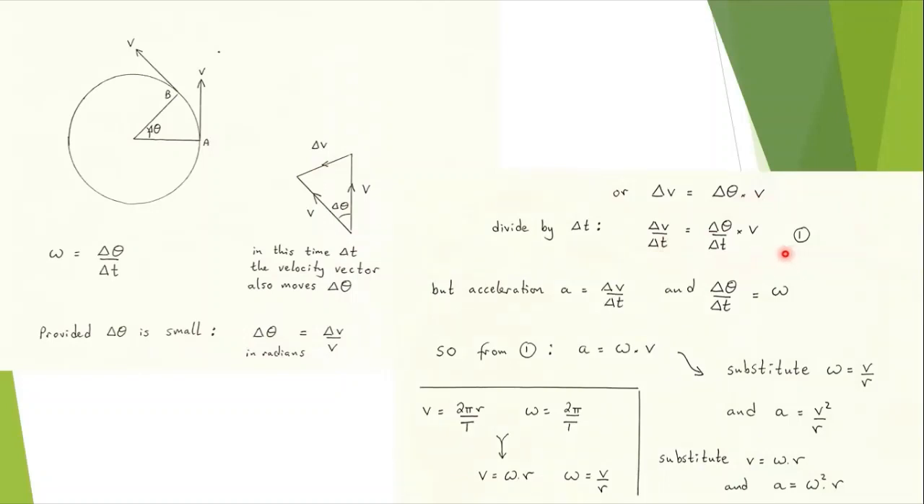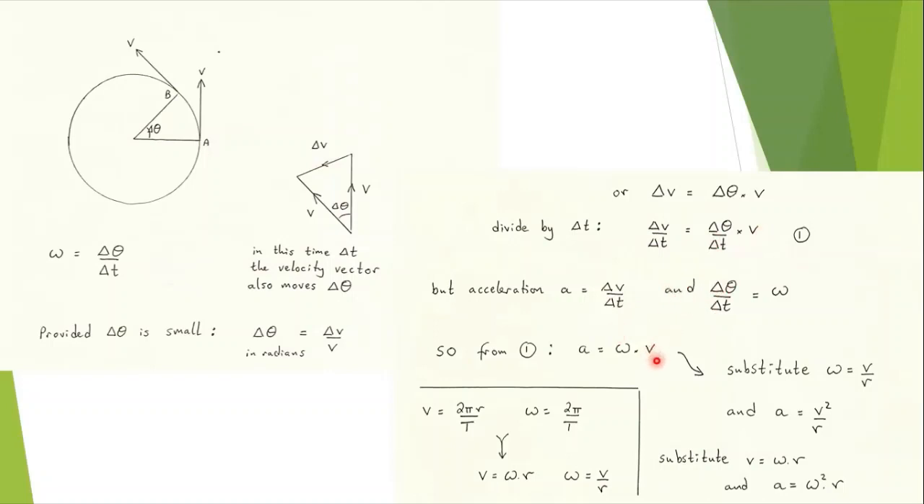But let's remember, as I said over here, omega is delta theta over delta t. So delta theta over delta t, that's omega. And delta v over delta t is acceleration. So acceleration, this term, equals omega times v.